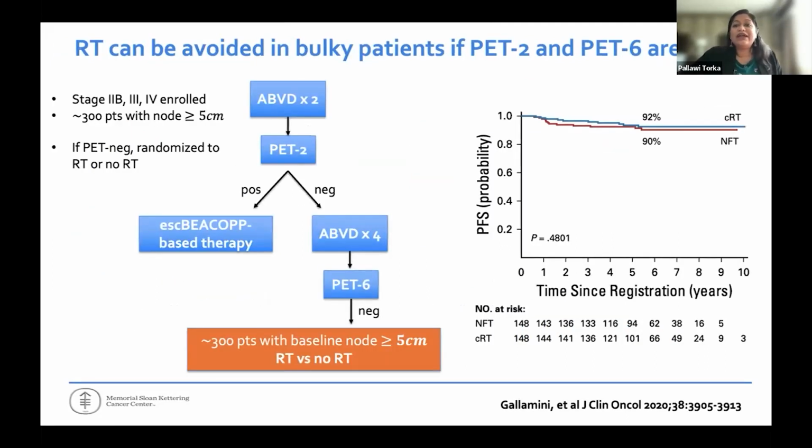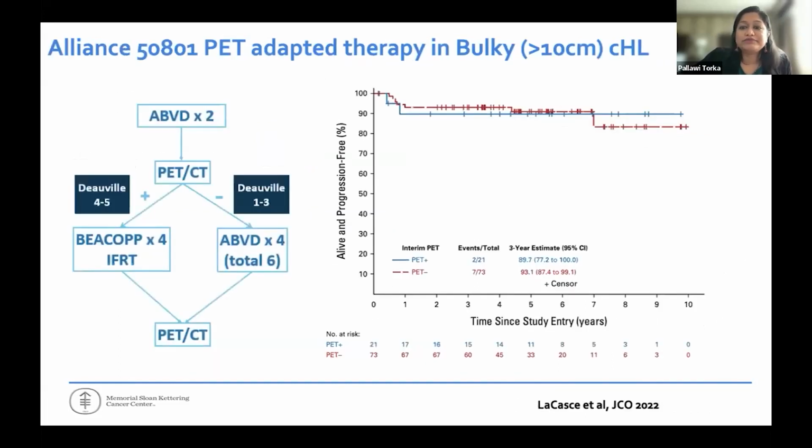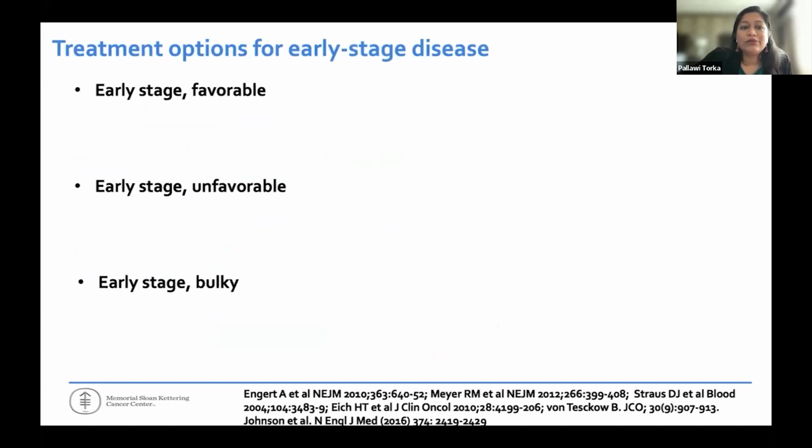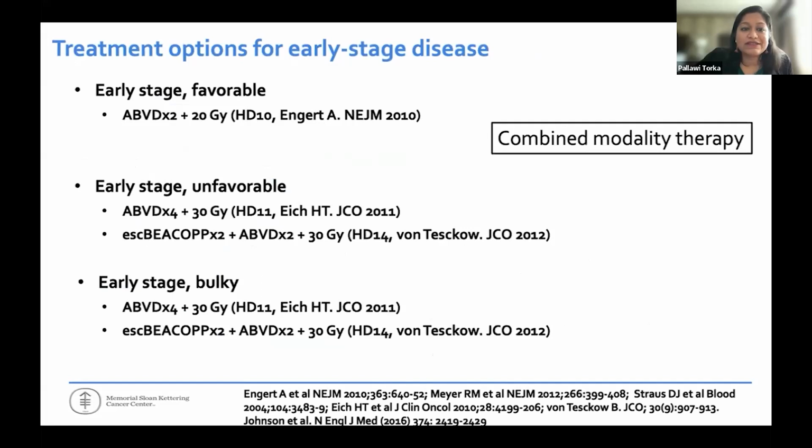Further studies showed that if your PET is negative at the end, you don't really need RT, even if patients have bulky disease. And this was a very important study because this is what we have adopted. It doesn't matter if you started out with bulky disease, if your PET became negative, then we don't do radiation anymore. So, let me just move on to the treatment paradigm based on all these studies.